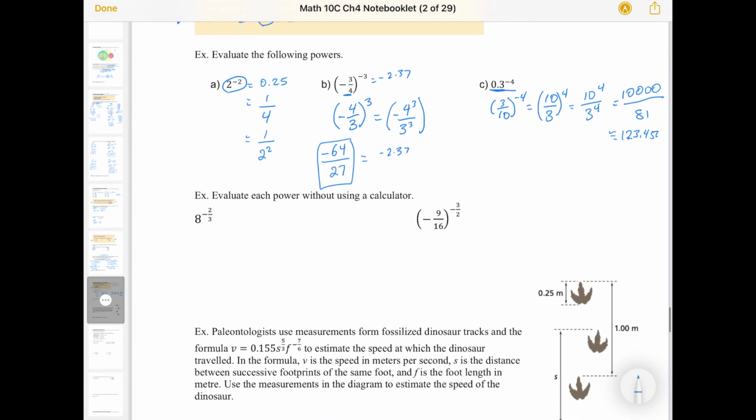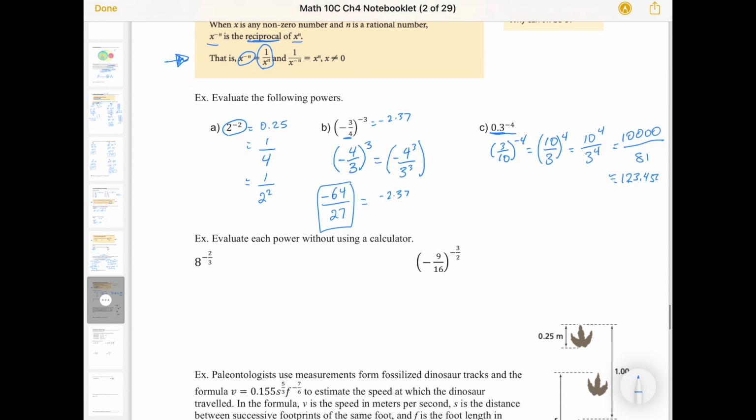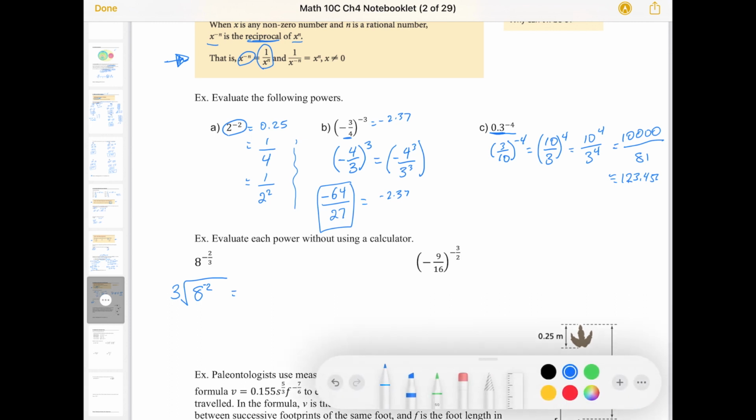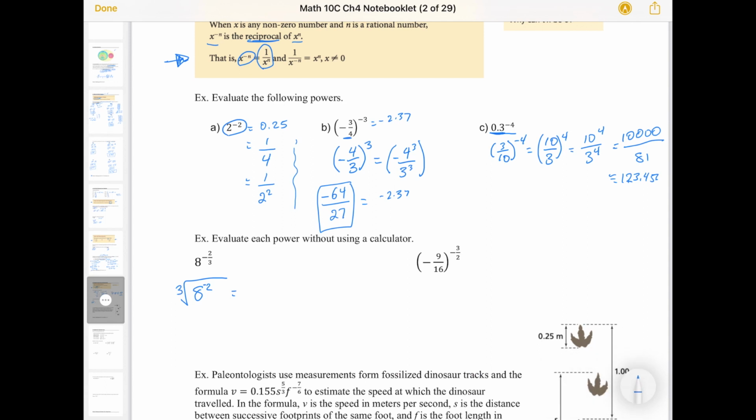All right, so evaluate each power without using a calculator. So this is saying using this law, showing these steps that I did above. So 8 to the negative 2 over 3. So first let's deal with 8 to the 2 over 3. And it's negative, so I'm going to leave my negative 2 in there. So this is going to be, I should write that 3 smaller, because it's the cube root, not 3 times. Cube root of 8 to the negative 2. So I got the cube root.